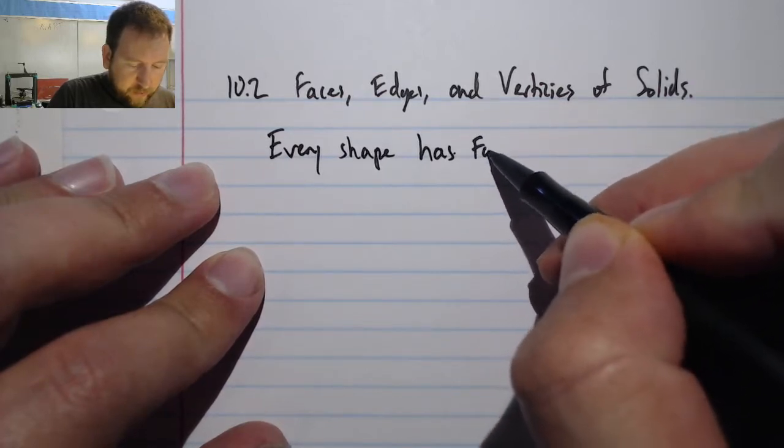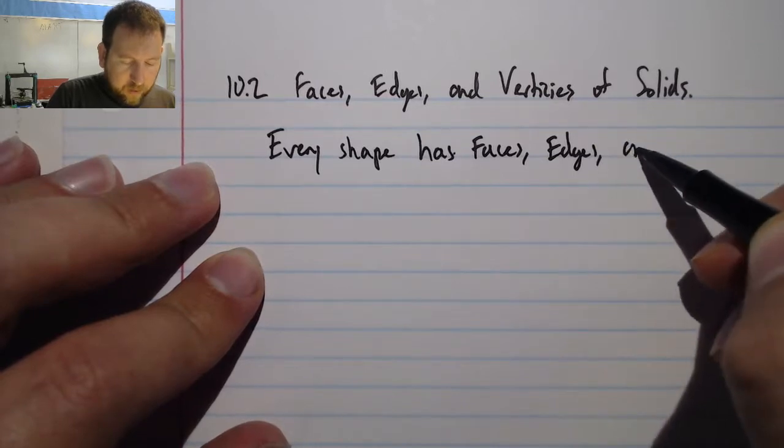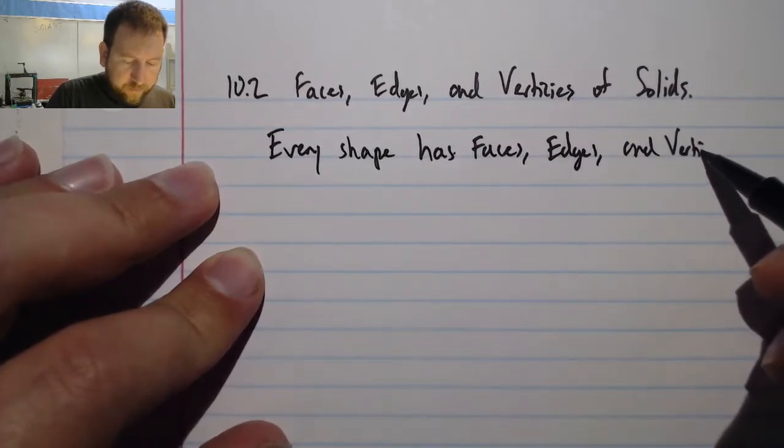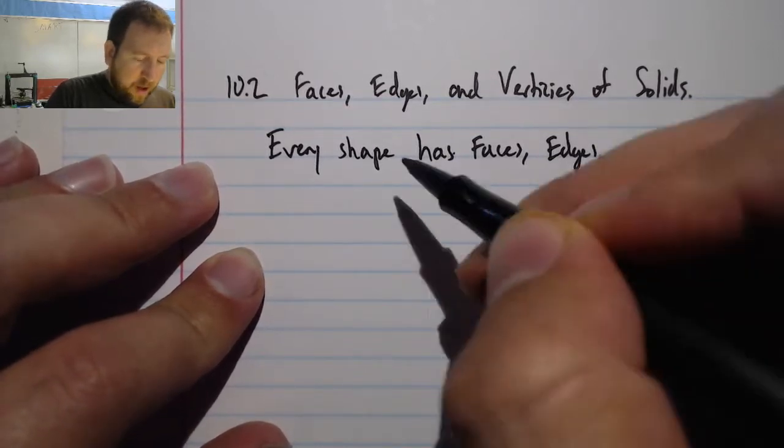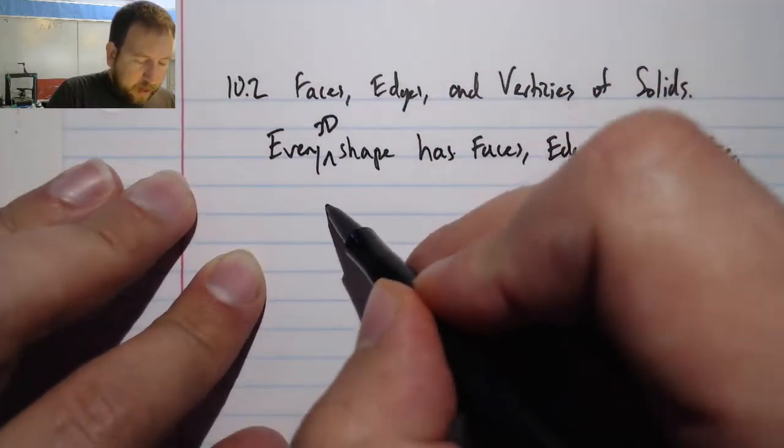Has faces, edges, and vertices. I should say every 3D shape, except the sphere.